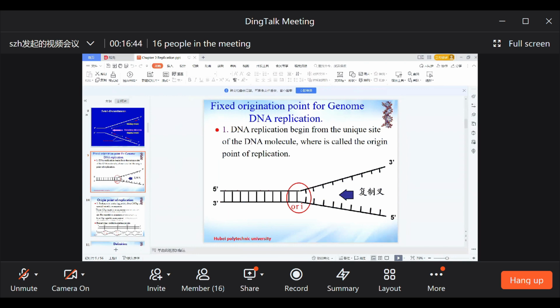Another one, the origin point. What is it? In the first chapter I introduced it to you. For every kind of DNA molecule, you can see where the replication begins. Here you can see the fixed origin point for general DNA replication. And the origin point is very clear for the Okazaki fragment. Why? Because a certain sequence may give the origin signal and begin to replicate the DNA.